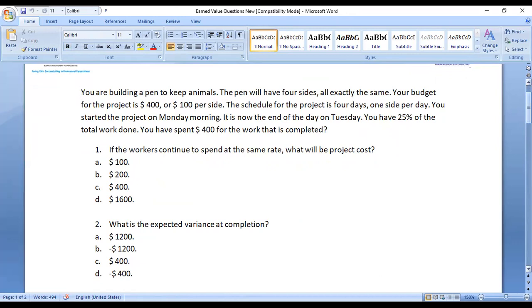You started the work on Monday morning. Now it's the end of the day on Tuesday. You have completed only 25% of the work, but you have already spent $400. If the workers continue to spend at the same rate, what will be the total project cost? 1,600.